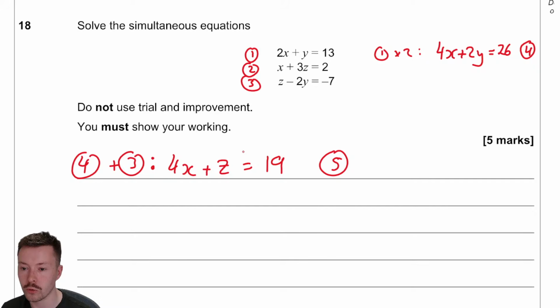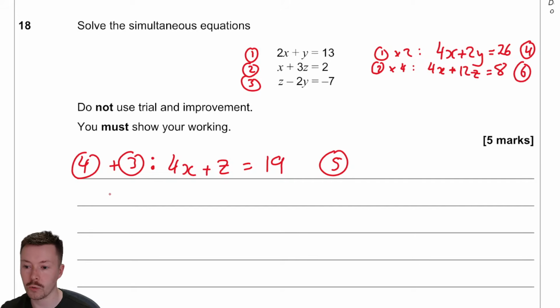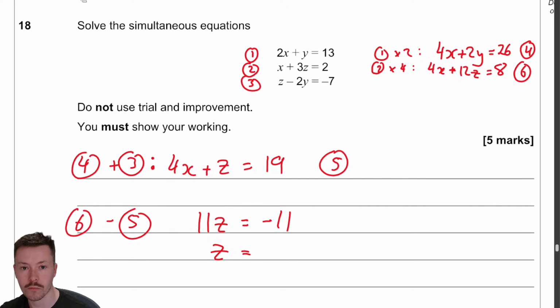We're going to need to do equation 2 times by probably 4. So equation 2 times by 4, we get 4x again, plus 12z equals 8. That's equation 6. And then we're going to do equation 6, take away equation 5. So 4x take 4x cancels, 12z take away z is 11z. And then we've got 8 take away 19 is minus 11. So z is minus 1.